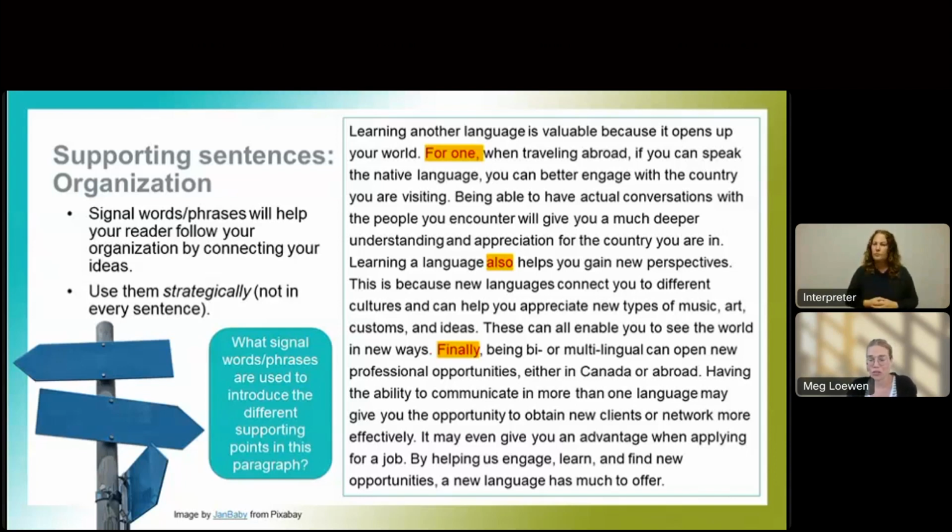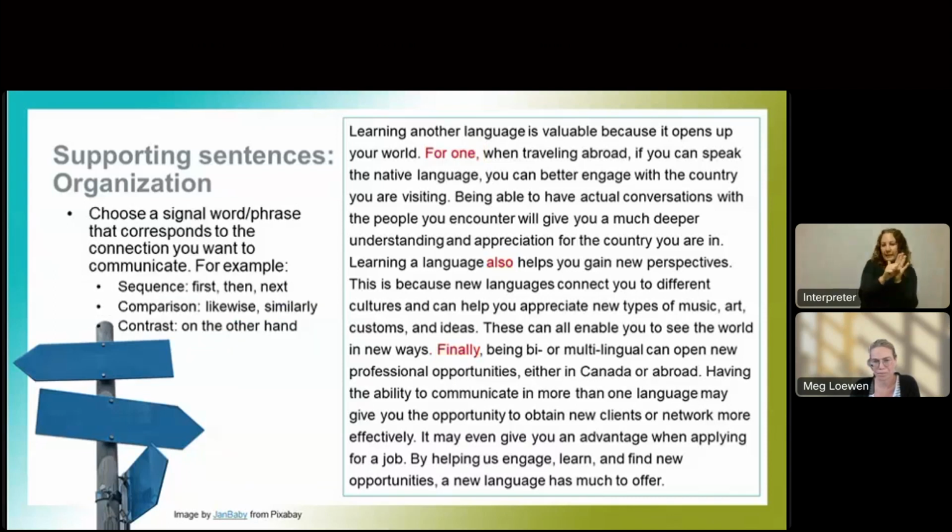These words are crucial. They help the reader see the organization of ideas, and they can follow much more easily because they're included in this text. So when you are organizing your ideas, please think about the transitions that you would like to use, or the signal phrases.